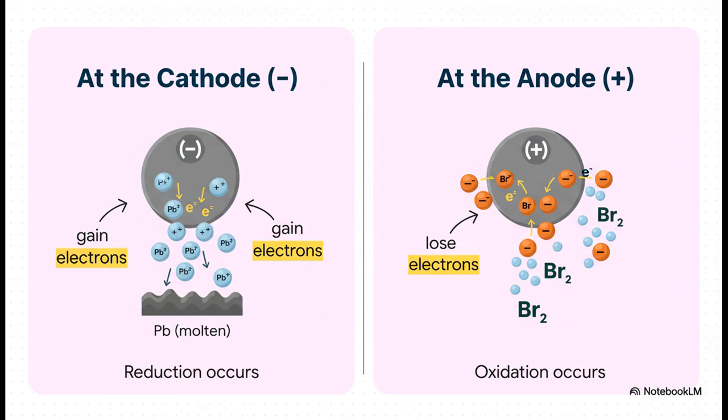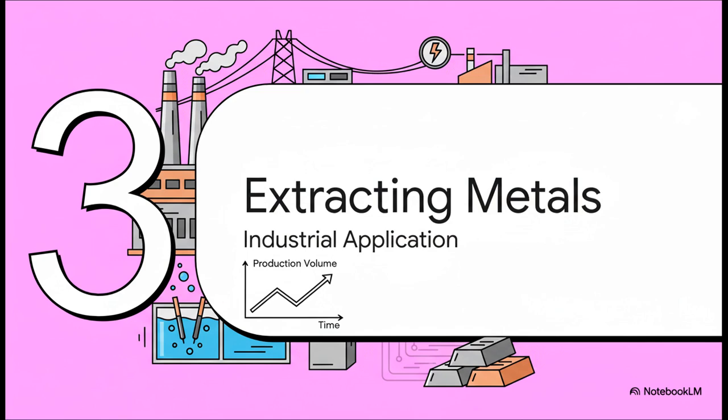Meanwhile, over at the positive anode, the negative bromide ions each lose an electron. They become neutral bromine atoms, and they immediately pair up to form bromine molecules, which you'd see bubbling off as a gas. So, that's the theory. But why is it so important? This brings us to part 3, extracting metals.